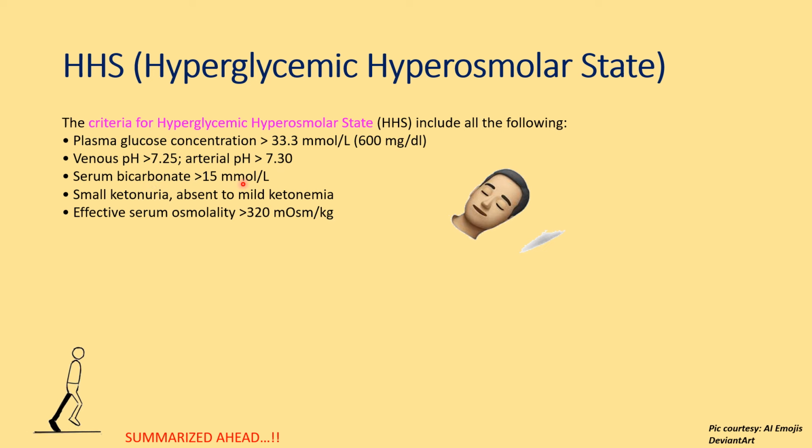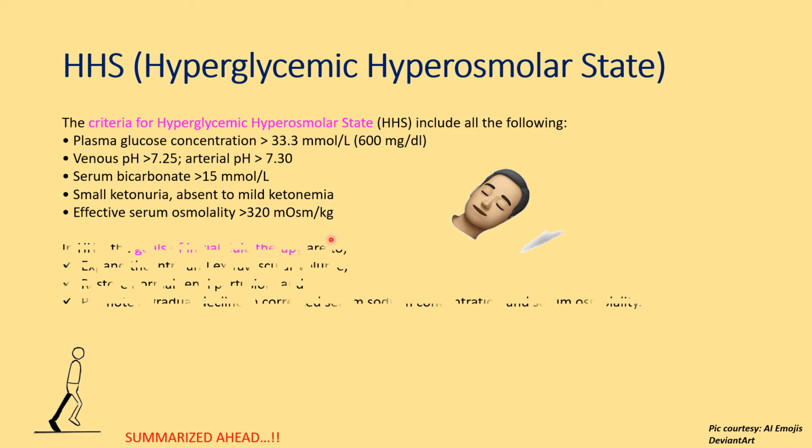Serum bicarbonate more than 15 millimole per liter. In DKA, it is less than 18 millimole per liter. Small ketonuria and absent or mild ketonemia, whereas in DKA there is moderate to large ketonemia. Effective serum osmolality being more than 320 milliosmol per kg is the principal differentiating feature between HHS and DKA.